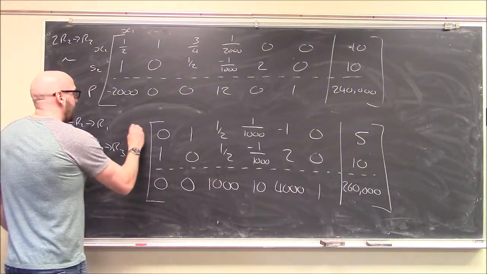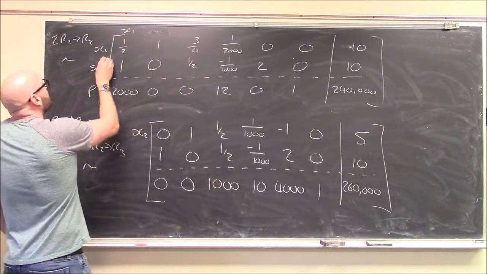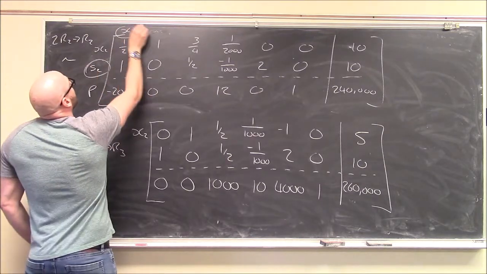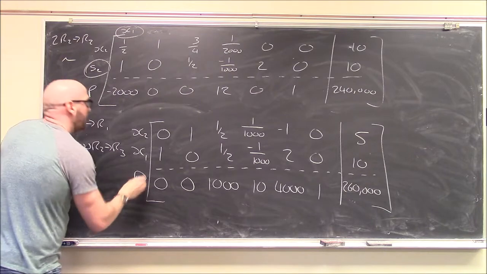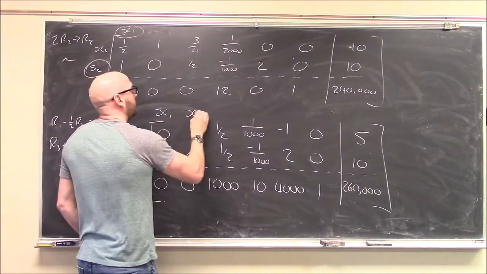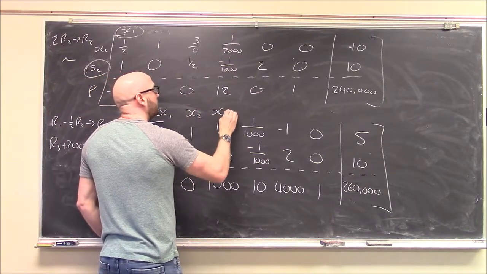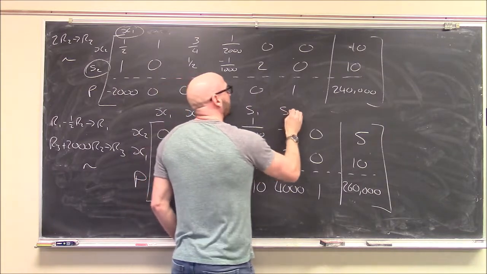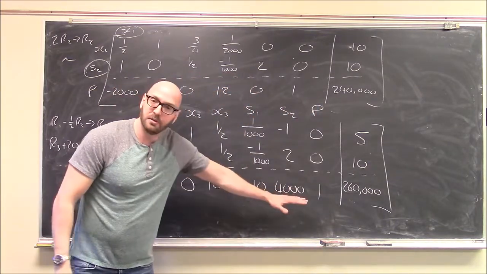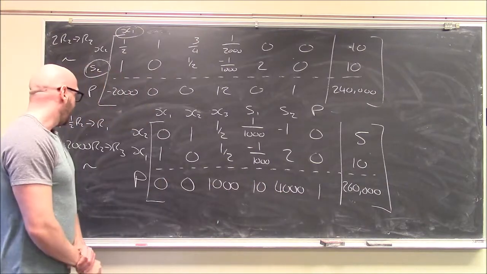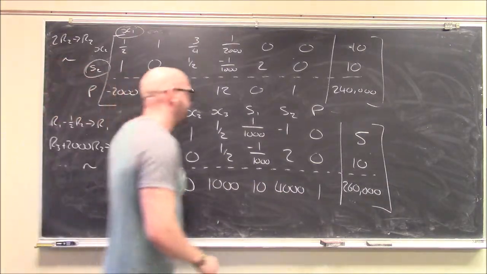What did I have? I had x2, s1 was my exiting variable, x1 is my entering variable, so x1 replaces it. And here is our final simplex tableau. Why is it final? Because there's no negative numbers left on the bottom, so we're done. And I can read off my solutions.